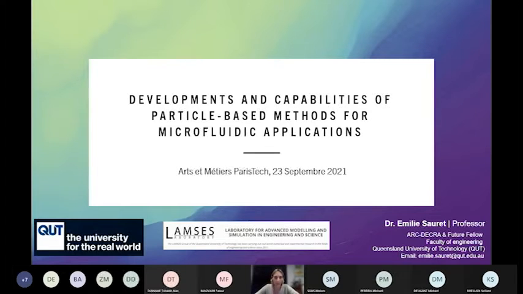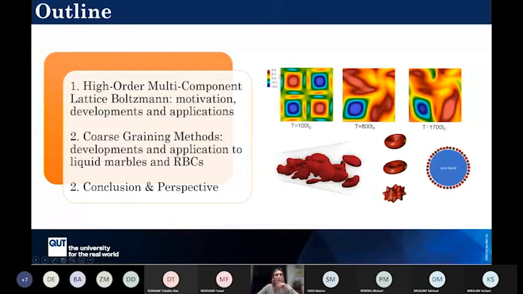So, indeed, I'm going to talk about the developments and capabilities of particle-based methods for microfluidic applications. And so what I'm going to look at in this presentation is high-order multi-component Lattice Boltzmann methods, discussing why we want to use those high-order Lattice Boltzmann approaches, the developments that we've been through, and some applications of that. And then I'll move into some coarse graining approaches that we have developed for applications such as liquid marbles and red blood cells, as you can see on the right-hand side, before concluding and giving some perspective of the work that we are doing.